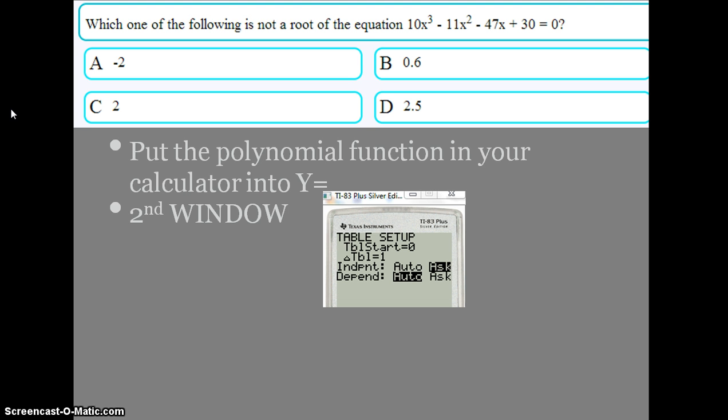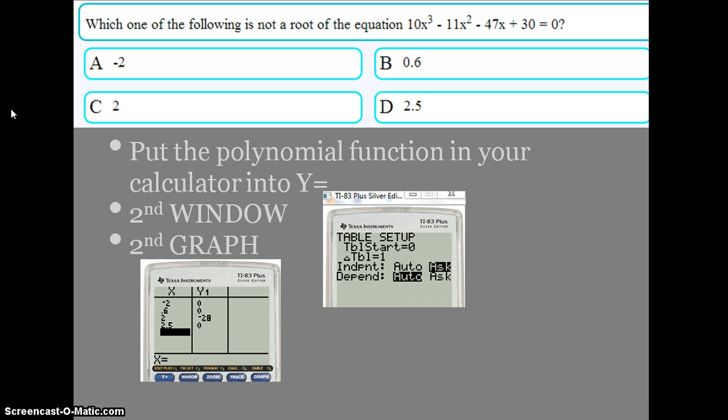So you should have this screen, and notice that I have independent, which is the x variable, as ask. That allows us to put any of the numbers that we want in there. As you can see, we have 4 choices, so I want to put those 4 choices in to see which one is going to provide the right answer. So then when I put second graph, I end up with my table, and I can enter in the -2 and the 0.6 and the 2 and the 2.5. And notice that which of the following is not a root is obviously x equals 2. So I would pick C for my answer.